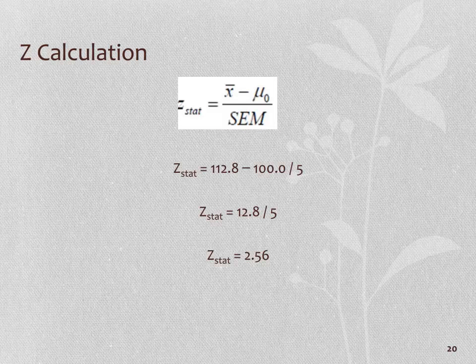So here we just plug in all of our numbers, so we know the mean of Aubrey is 112.8, the population mean is 100, our standard error of measurement is 5, and so our z statistic works out to be 2.52. So what do we do with this now? Well, now we have to find that p-value and decide if it's within the rejection region, so again if it's less than 0.05, so that we can reject that null hypothesis that there is no difference between the population and Aubrey IQ scores.